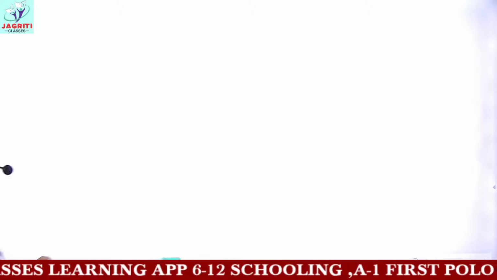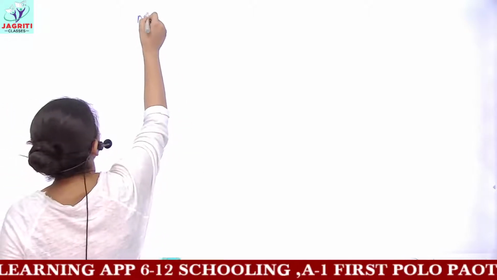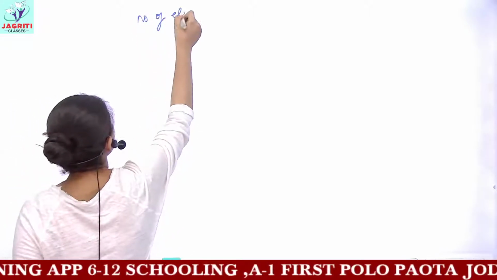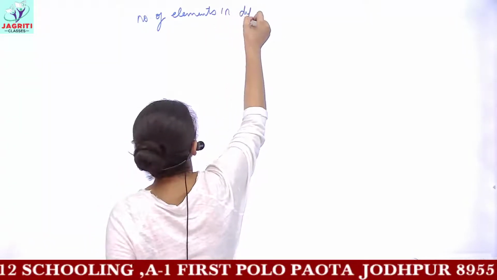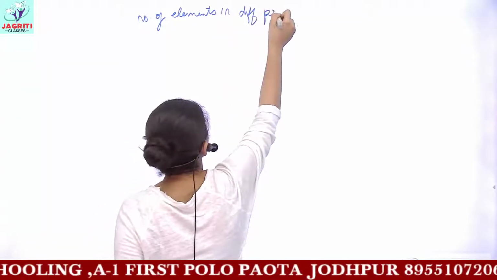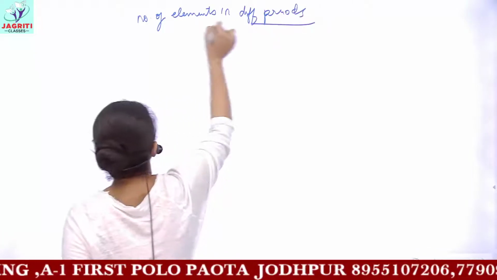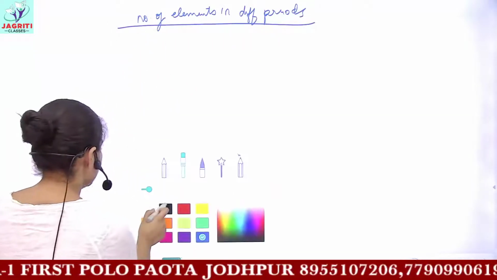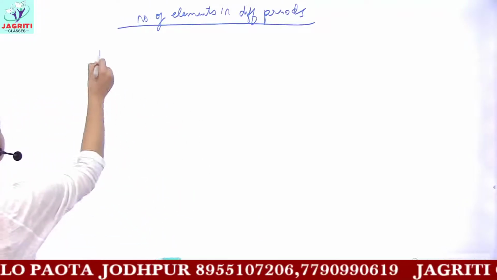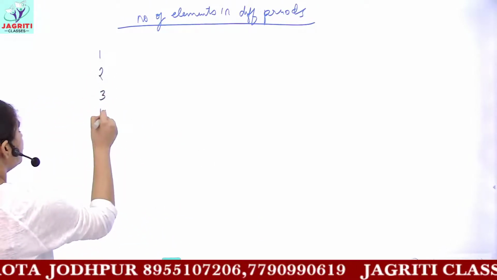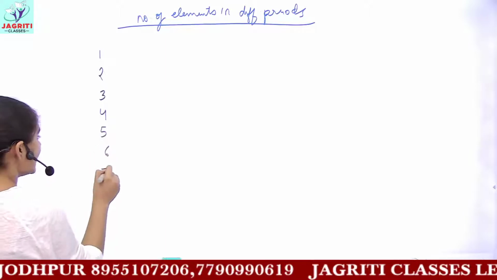Now next we have the number of elements in different periods. You should know, because many times questions are asked about the number of elements coming in different periods. So we have 7 periods: 1, 2, 3, 4, 5, 6 and 7.